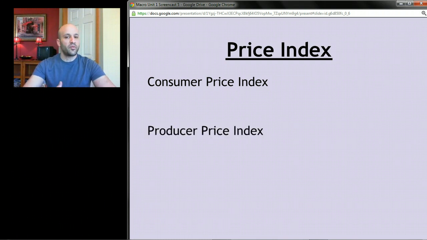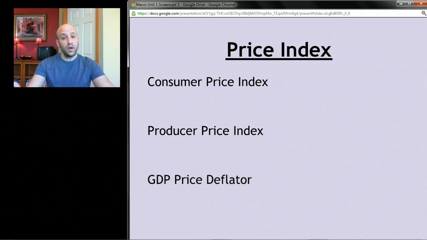If we want to get a sense of the prices of things that businesses tend to buy, we use what's called the Producer Price Index. And that measures the prices of things like machines, robots, computers, factories, that kind of stuff. Again, just a different kind of price index where we would be throwing different things into our shopping cart to get a different measure for different people.